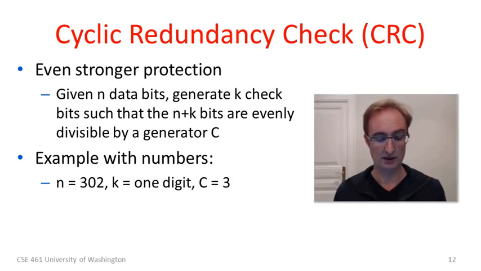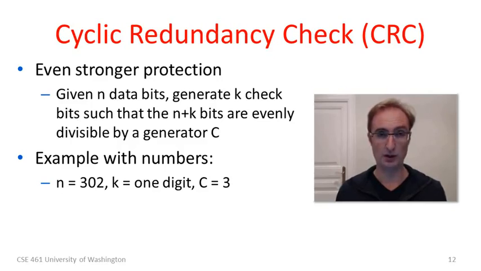The way a cyclic redundancy code works is you take n bits of data and then you generate k check bits so that when you add them together, the n plus k bits are evenly divisible by what's called the generator, C. I can show you an example here with numbers.